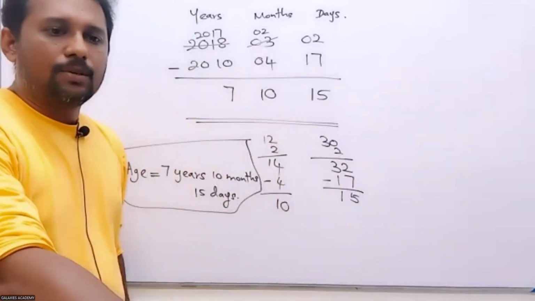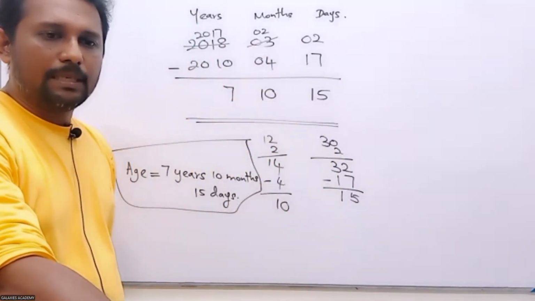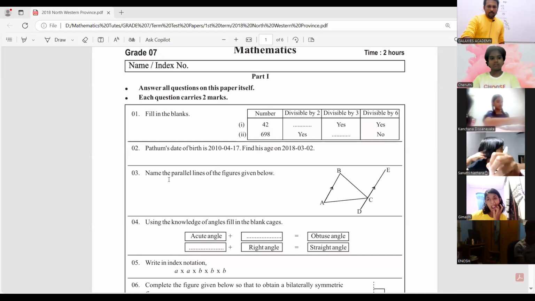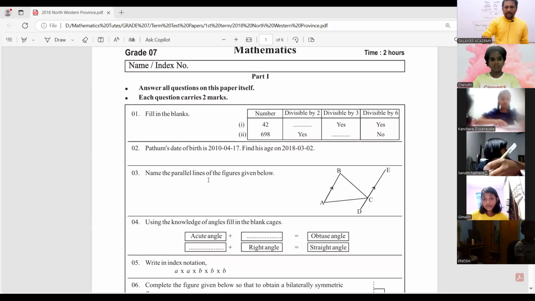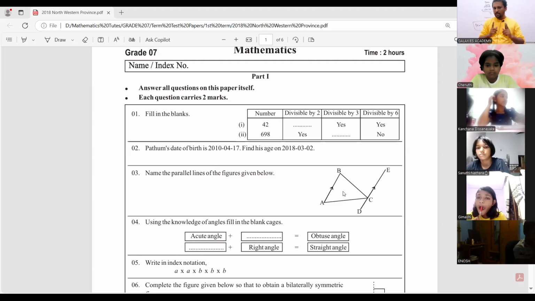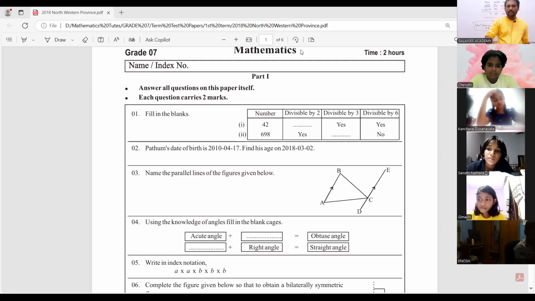Right, then let's go to the third question. Name the parallel lines of the figures given below. You revise the knowledge of how you can represent parallel lines. Parallel lines can be represented using arrowheads, no? If two lines are parallel, we can represent it.